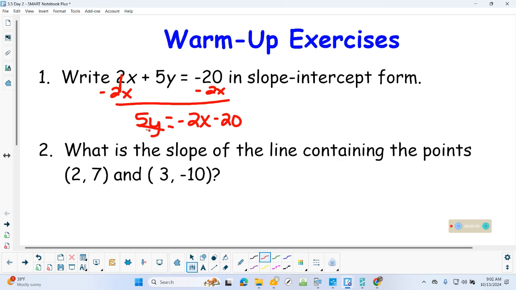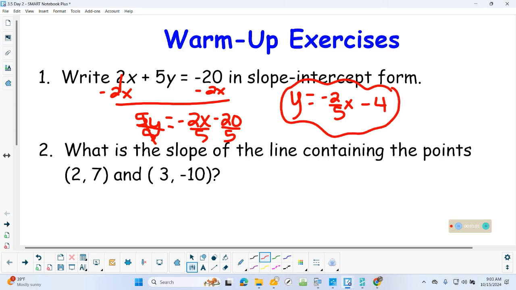All right, last but not least, let's divide everything by 5. So I'm going to write it over here so I can put it nice and pretty. So I'm going to put the slope as negative 2/5 x. And then 20 over 5, let's divide that out, 4. All right, so just a quick review, solve for y, nothing crazy there.